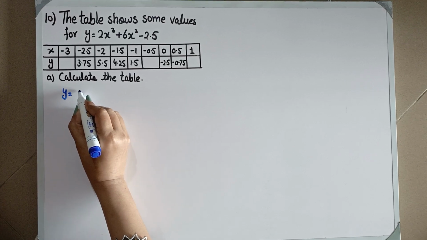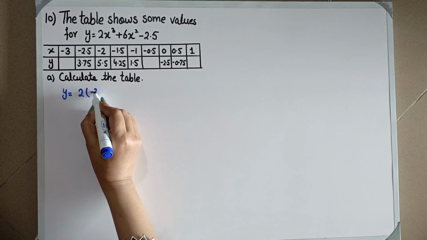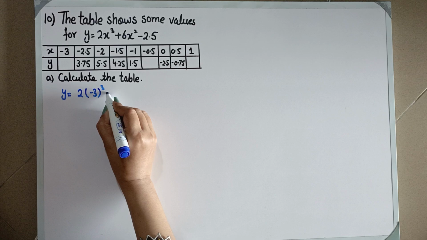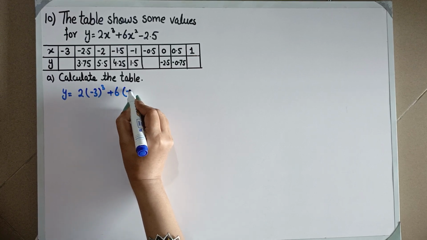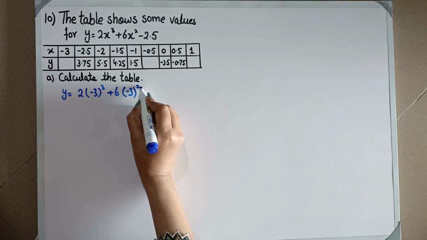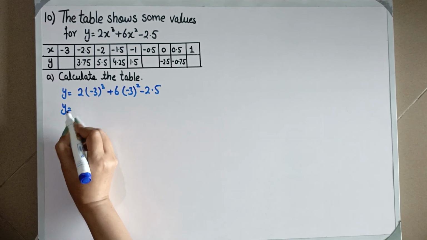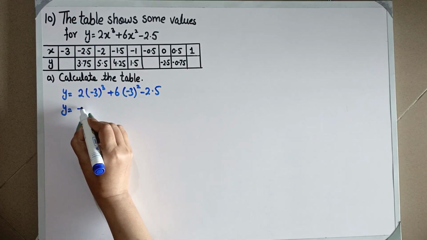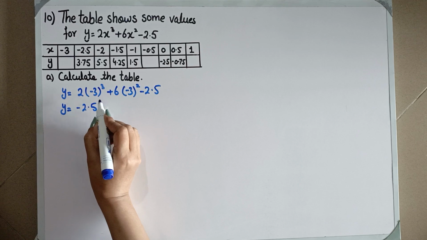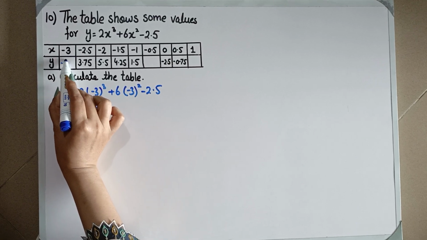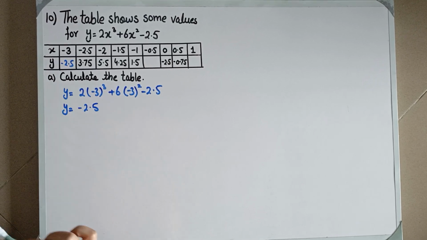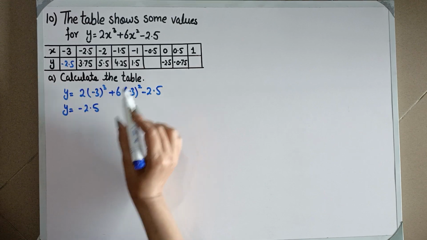Put minus 3 in place of x in the given expression and simply calculate it on your calculator. You will get the answer as minus 2.5. Mark this value over here. Now you have to find the next value.